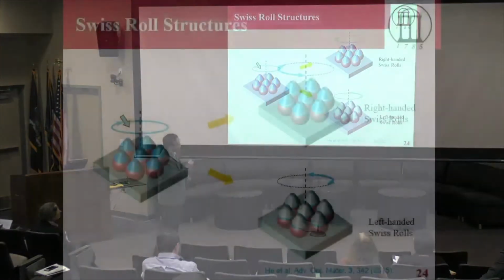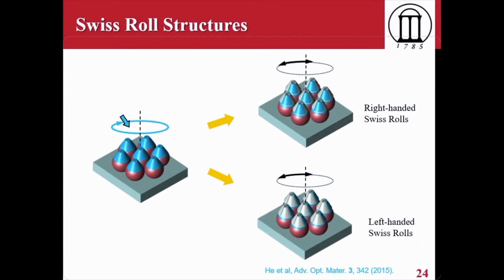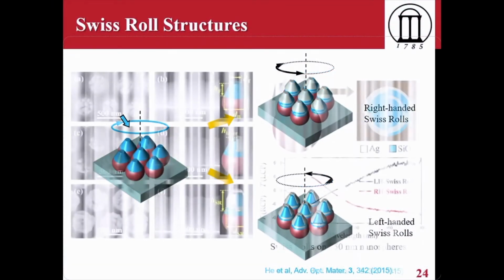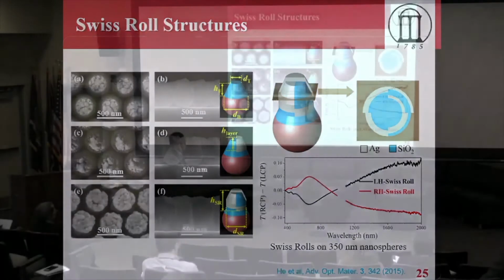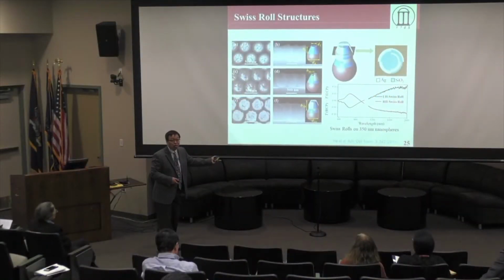If you keep on doing that and look at the cross-section, essentially you get a Swiss roll kind of structure of silver and silicon dioxide. With this structure, the left-handed or right-handed versions showed opposite responses in terms of CD. And you can see that this CD is very broadband compared to the previous structure, right?